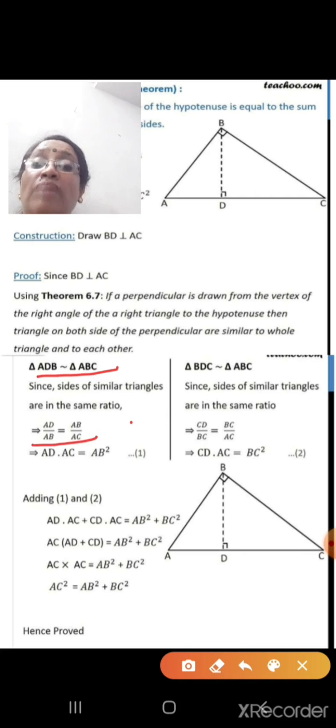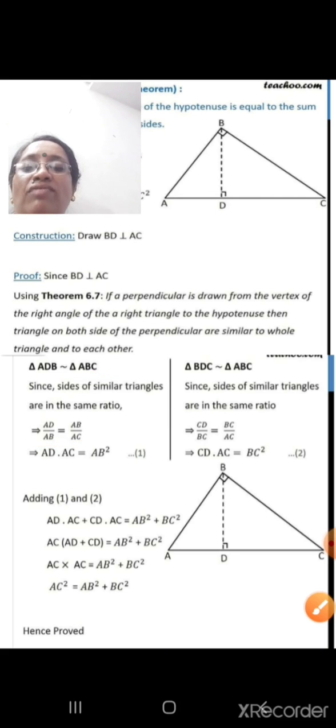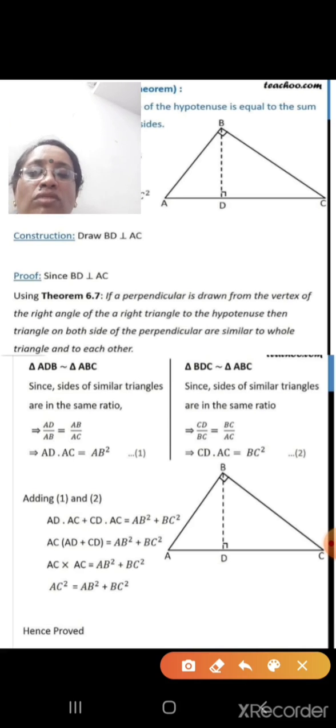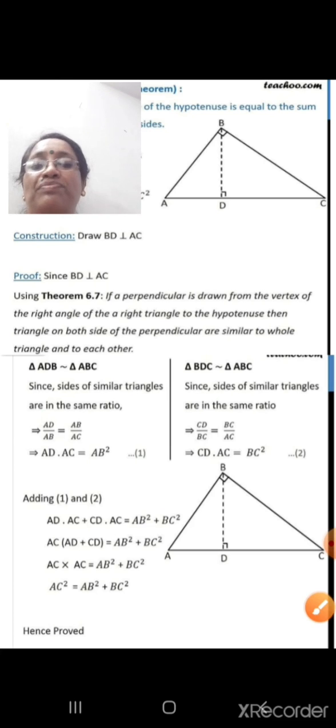Then cross multiplying, we get AD into AC equal to AB into AB. AB into AB can be written as AB square.